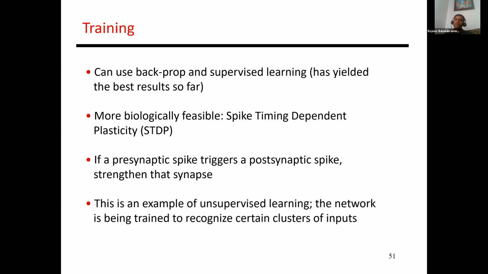But the more biologically plausible approach is what is known as STDP, the fancy term being spike timing dependent plasticity. What it essentially is saying is that every neuron has its own localized training process.